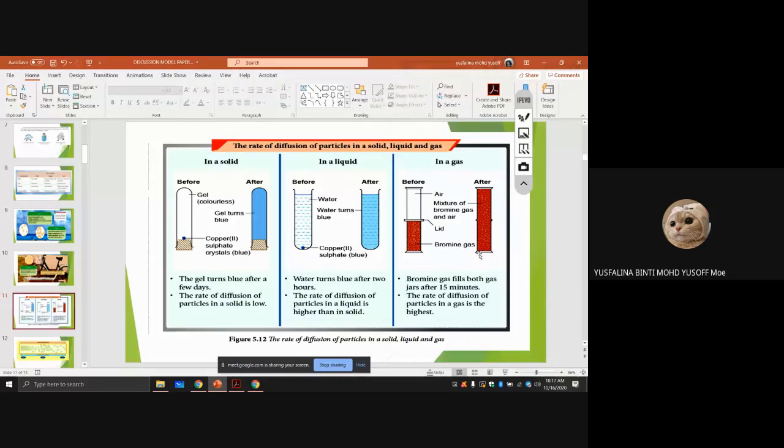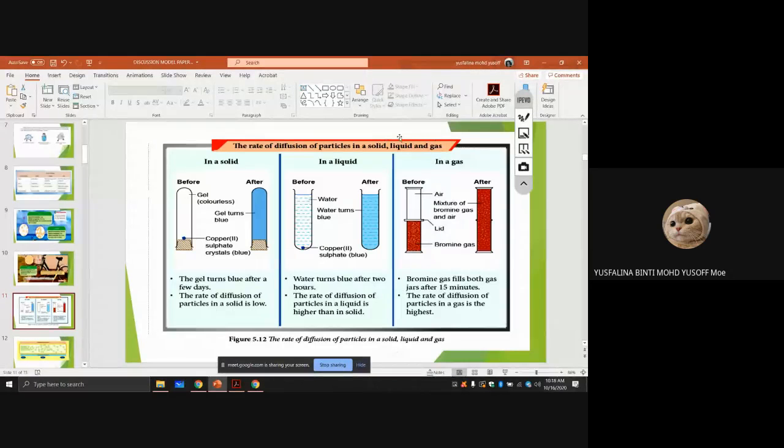So you can see the rate of diffusion for the gas is much better when comparing solid and liquid. It only takes 50 minutes, and this one takes 2 hours, and for solid it is very slow. So the rate of diffusion between solid, liquid, and gas: gas is number one, second is liquid, and third is solid.